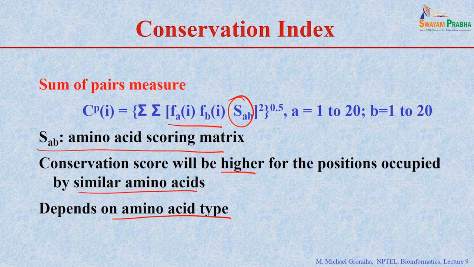If it is completely different amino acids like lysine and alanine, then you will get a lower score compared with similar amino acids like lysine and arginine. So, this is why we get the sum of pairs method. Okay, now we will see how to obtain the values.